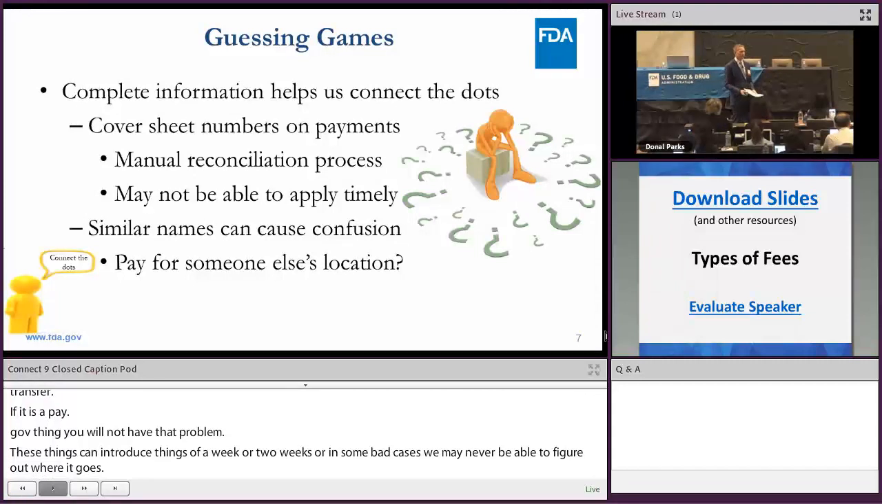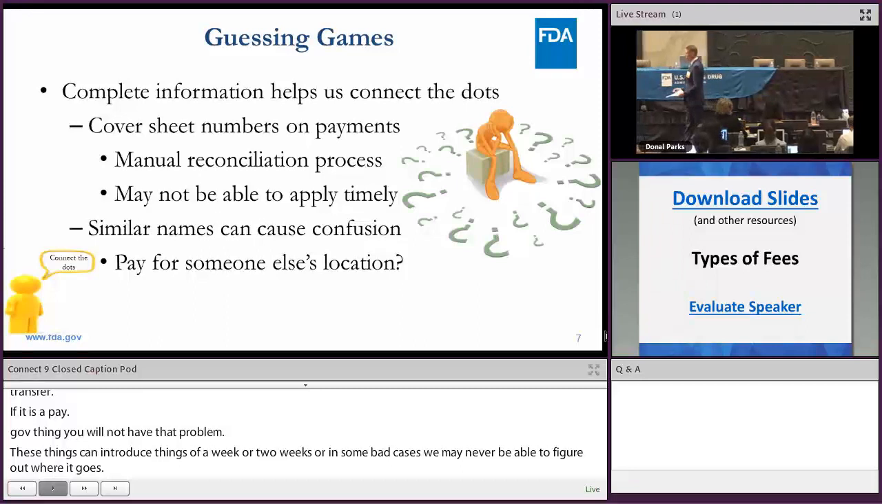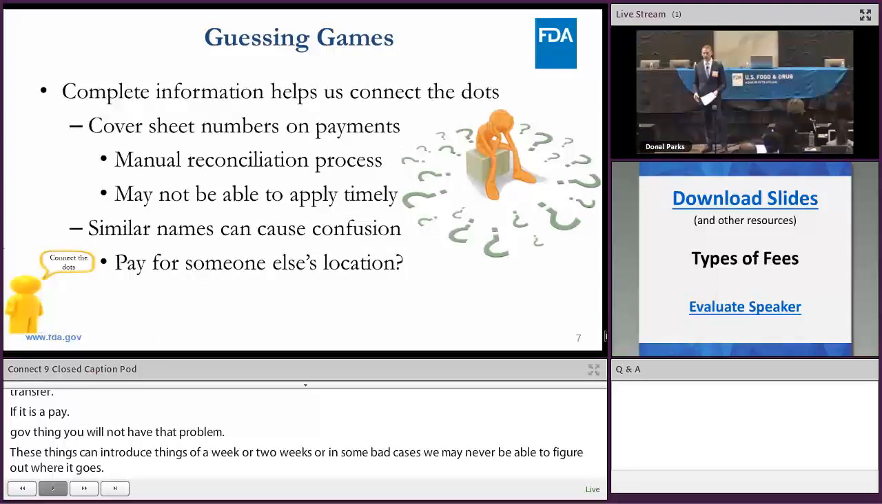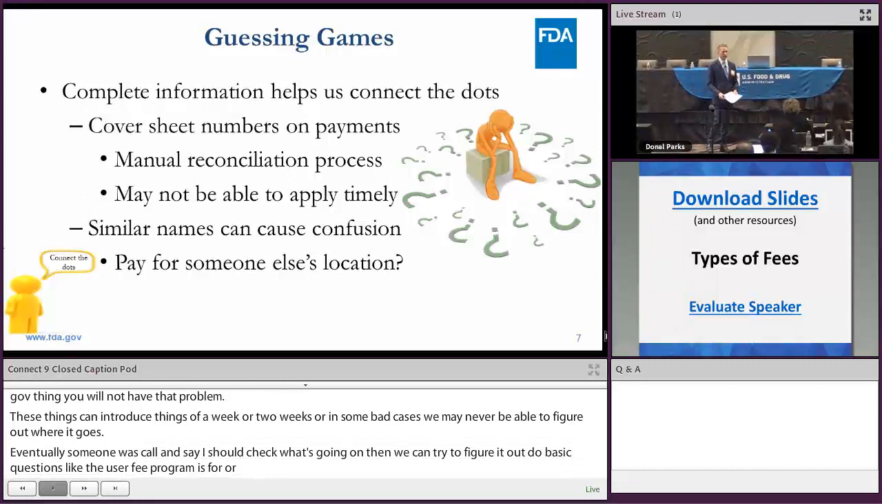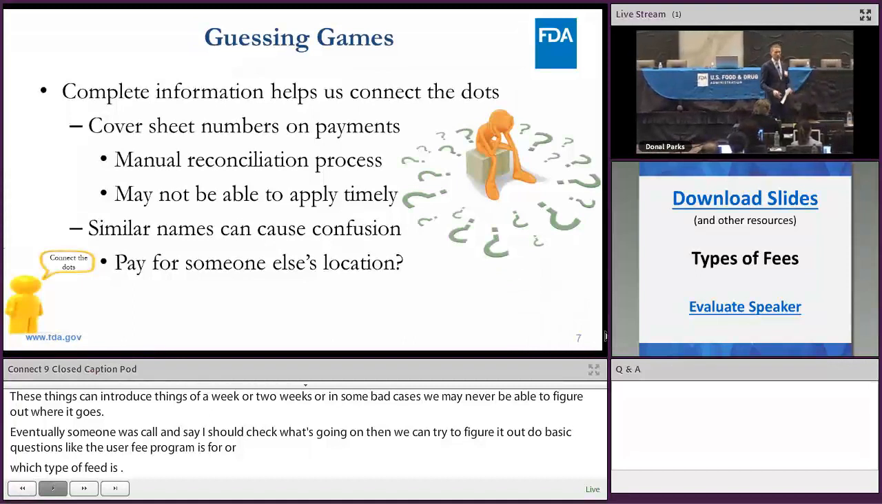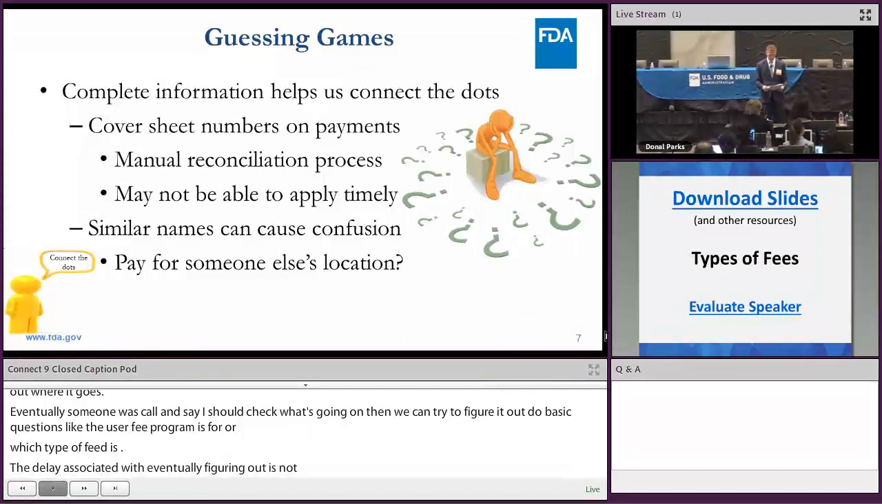We can do some basic questions like, which user fee program are you doing this for? If it's a GDUFA thing, which type of fee? Is it an application fee? Is it a whatever? And so eventually we'll figure it out, but the delay that's associated with that is not something that's working in your favor. You don't want that. So I would encourage you to make sure that whoever's handling your payments, make sure that all that information is there so that there's minimal confusion.